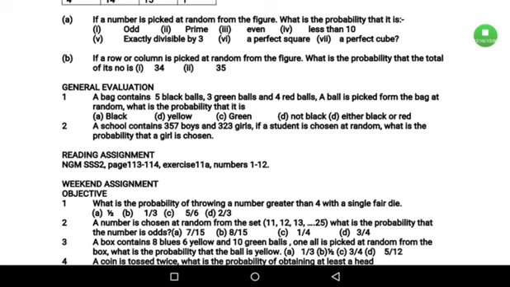That's a hint. Now, either black or red. When you see either or something in probability, or means addition. So either black or red, you find the probability that it is a black, then plus the probability that it is a red, because you add them together.